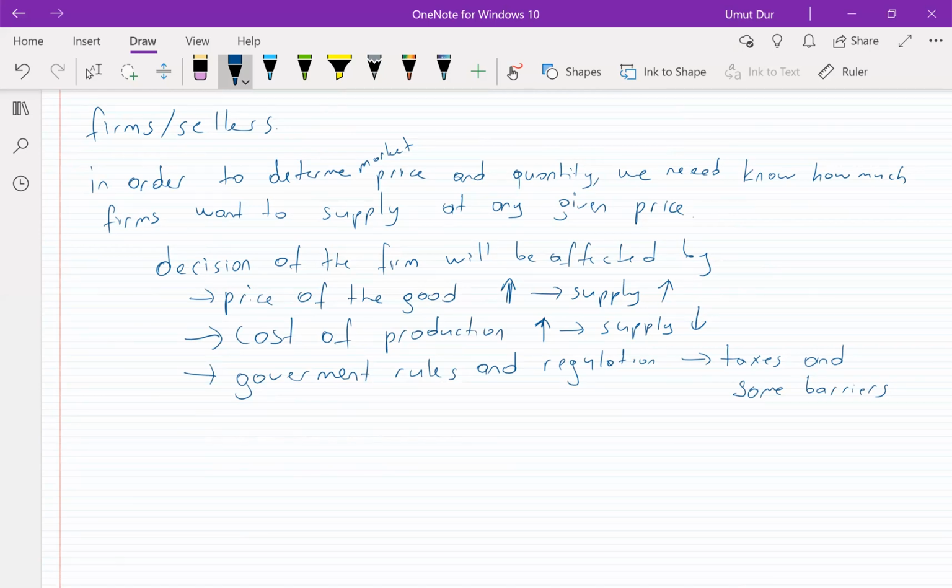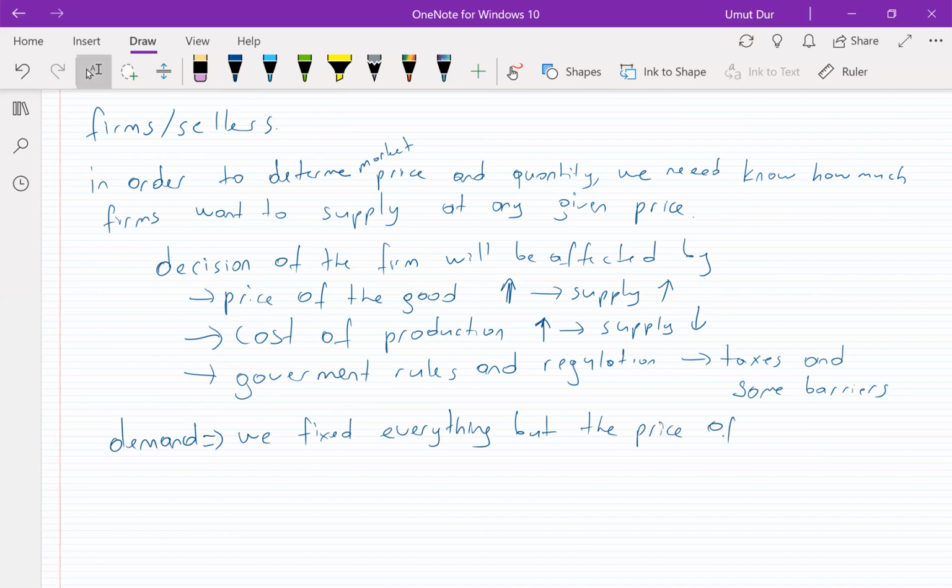Then, as we did in the demand, if you remember, for the demand we fixed everything but the price of the goods, and we explained the relation between price and quantity demand.